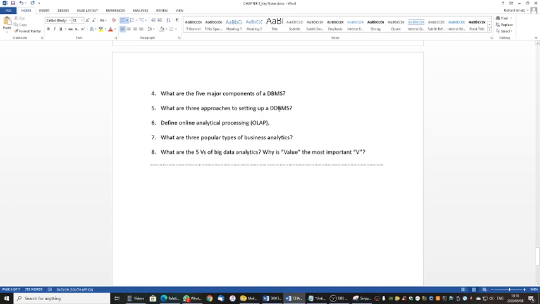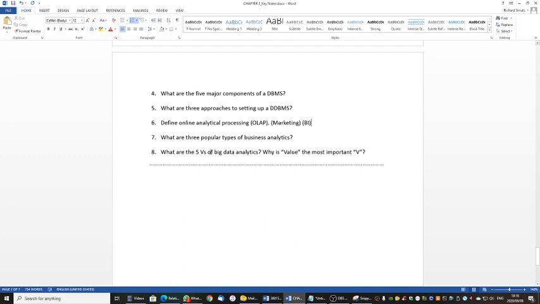What are 3 approaches to setting up a DDBMS? This one you are going to have to go and look at our theory test model answers, and you will find that there. Online analytical processing. Again, you have a look at the theory questions and the model answers, and you will find the model answer for that. But that is a very important factor. That's why I would like to highlight it here, and it deals with marketing. Once again, business intelligence, known as BI, also deals with marketing. 3 popular types of business analytics in your theory test.